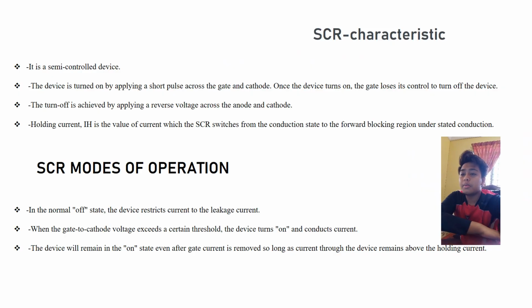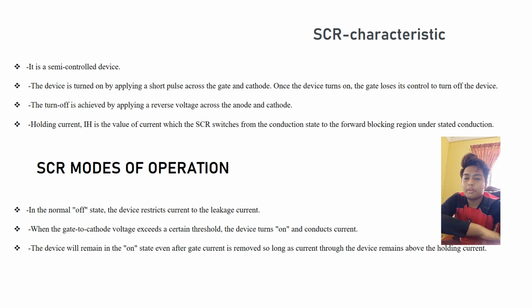Next, I'm going to talk about SCR characteristics. First, it is a semi-controlled device. The device is turned on by applying a short pulse across the gate and cathode. Once the device turns on, the gate loses its control to turn off the device. The turn off is achieved by applying a reverse voltage across the anode and cathode. Holding current IH is the value of current at which the SCR switches from the conduction state to the forward blocking region.